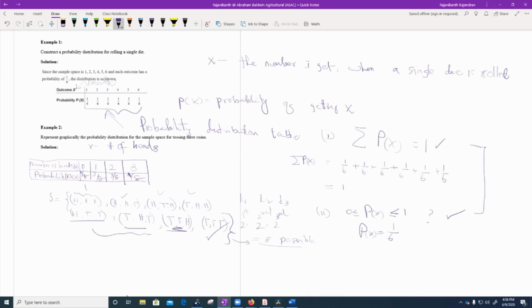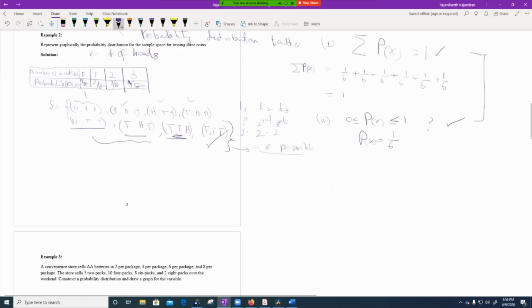After completing your probability distribution table, you have to make sure that those two conditions are satisfied. What are those? When you add all possible probabilities, you should get 1. Make sure that you are getting 1. Otherwise, you made a mistake somewhere. It is not correct. Yes, if you add all possible probabilities, are you getting 1?